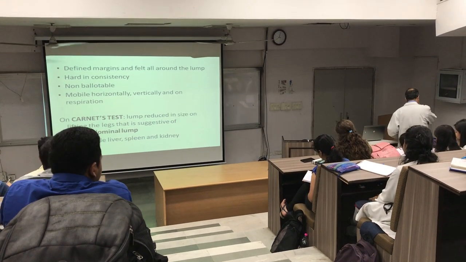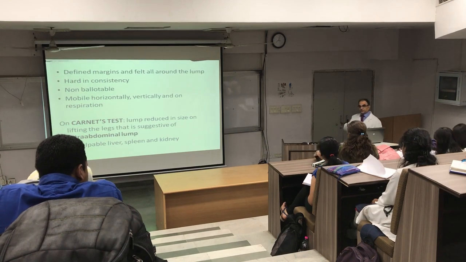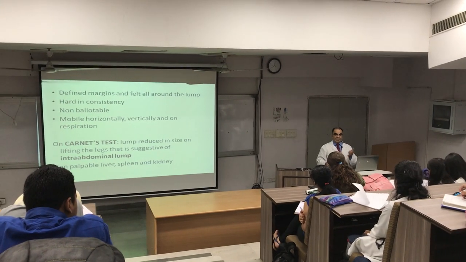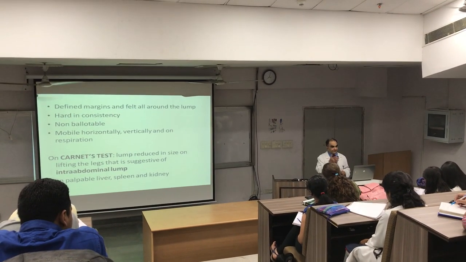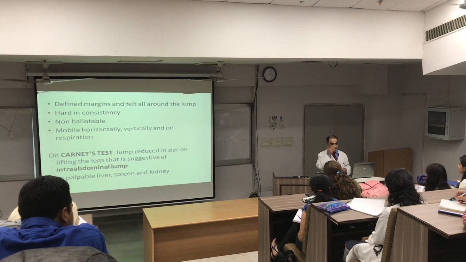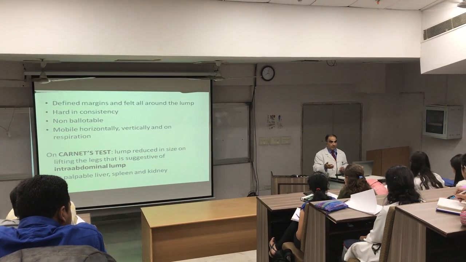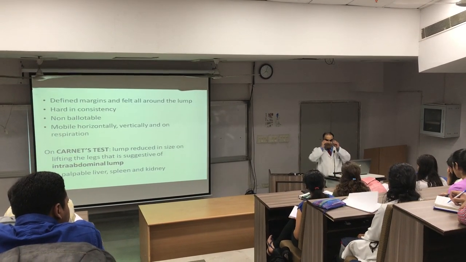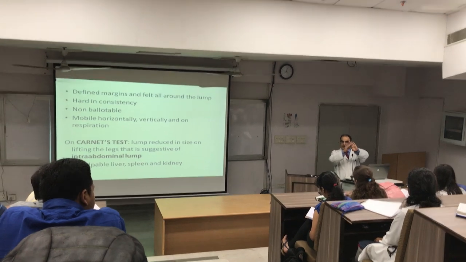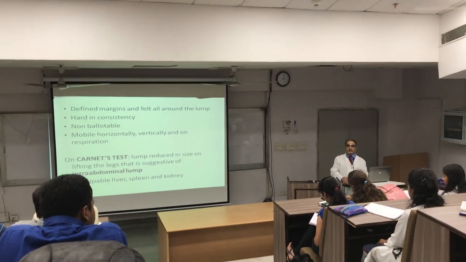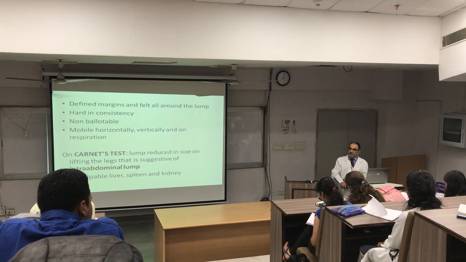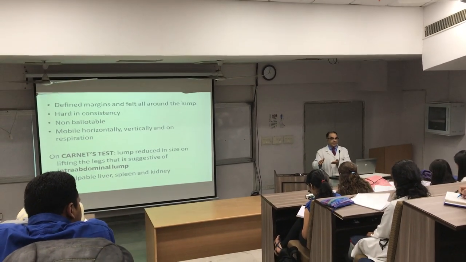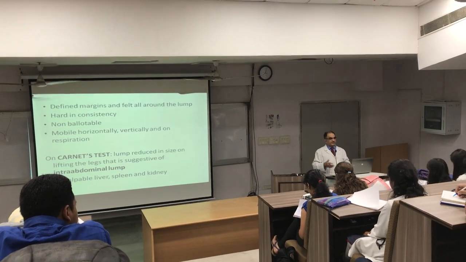The only structure which you ballot is the kidney, because you can put your hand posteriorly in the renal angle. Where is the renal angle? The 12th rib and the erector spinae where they cross, that's the renal angle. Now, there is no way you can ballot a lump without having put your hand in the renal angle posteriorly. So there is no question of doing it. So it doesn't have to be bilateral.